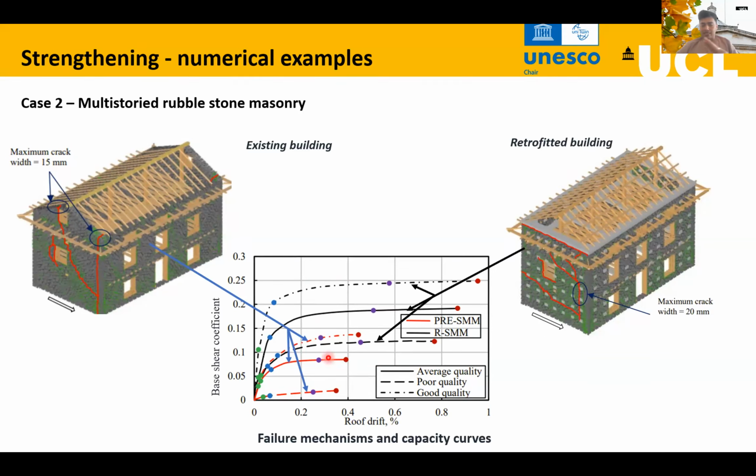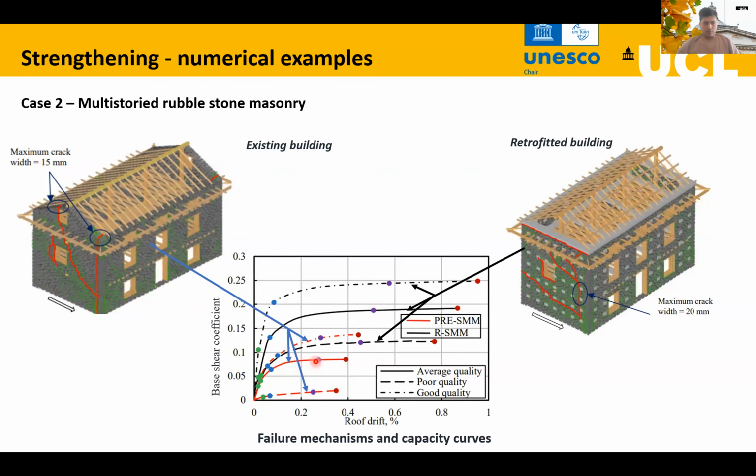Here we have considered three different material qualities because those buildings might be 80 years old, 50 years old, or 30 years old. So depending on that, we can assume different material qualities depending on the building age. We considered three different material qualities, and the red ones belong to the original building, and the black colored ones belong to the retrofitted building.